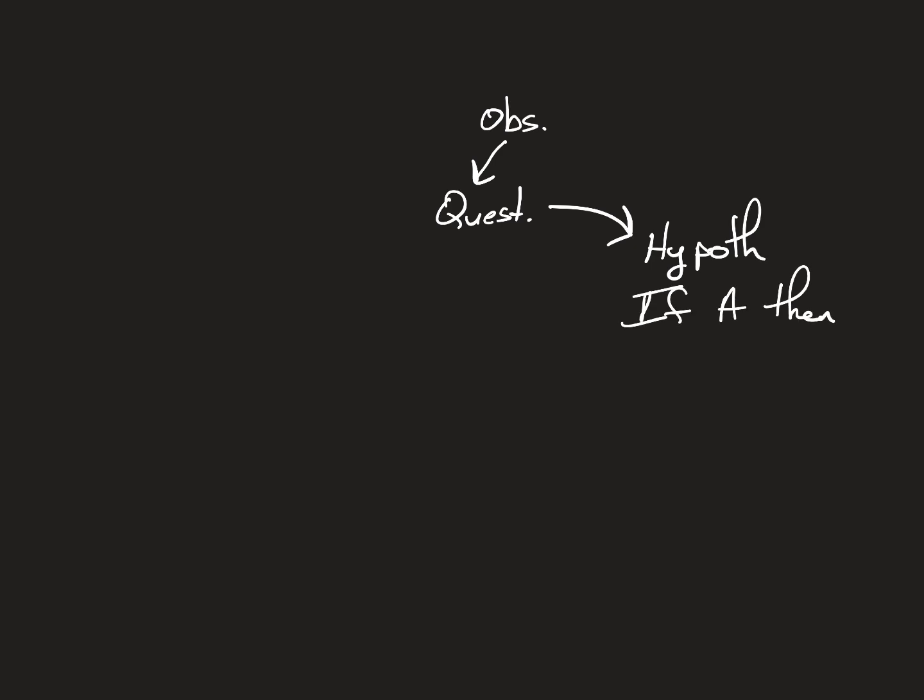All right, so let's quickly go over what we said. We said there's observations. I'm just going to use abbreviations here. We made observations. We came up with a question. And then that question led to a hypothesis. That hypothesis was if A, then B. Then that led to an experiment. We designed our experiment.